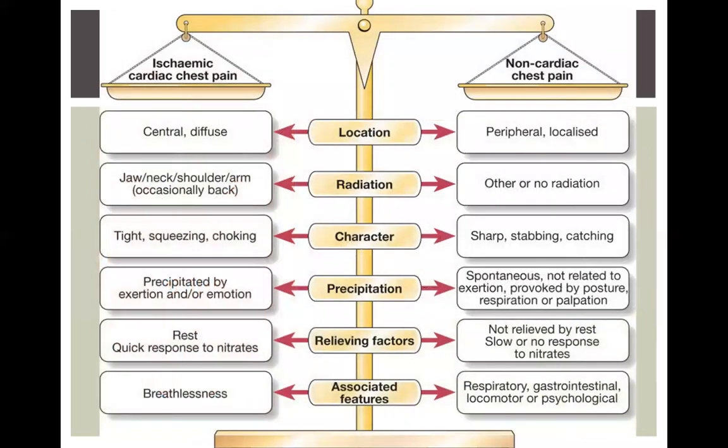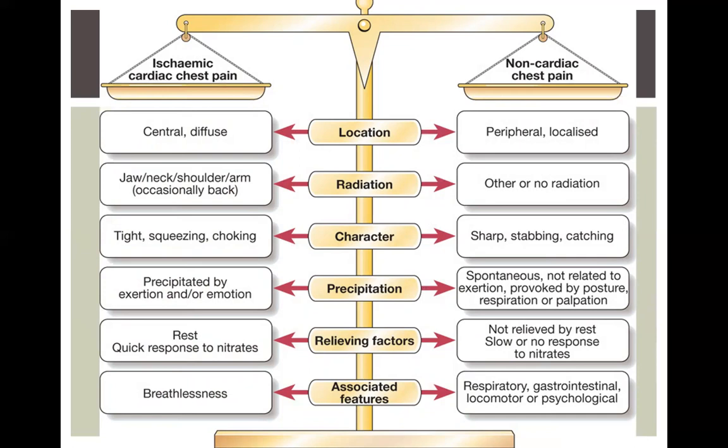Here we summarize the lecture, and our main duty is to differentiate between ischemic cardiac chest pain and non-cardiac chest pain. Regarding the location or the site, the ischemic chest pain is central and diffuse, while the non-cardiac chest pain is peripheral and well localized. The radiation in the ischemic pain, the jaw, the neck, the shoulder, the arm, occasionally the back, while in non-cardiac pain, it is other radiation or no radiation, almost always no radiation.